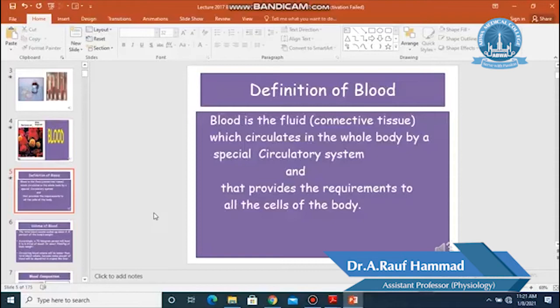Requirement, nutrition, oxygen. It is the requirement of all the cells of the body, from the brain, heart, abdominal organs, to the toes of the feet.